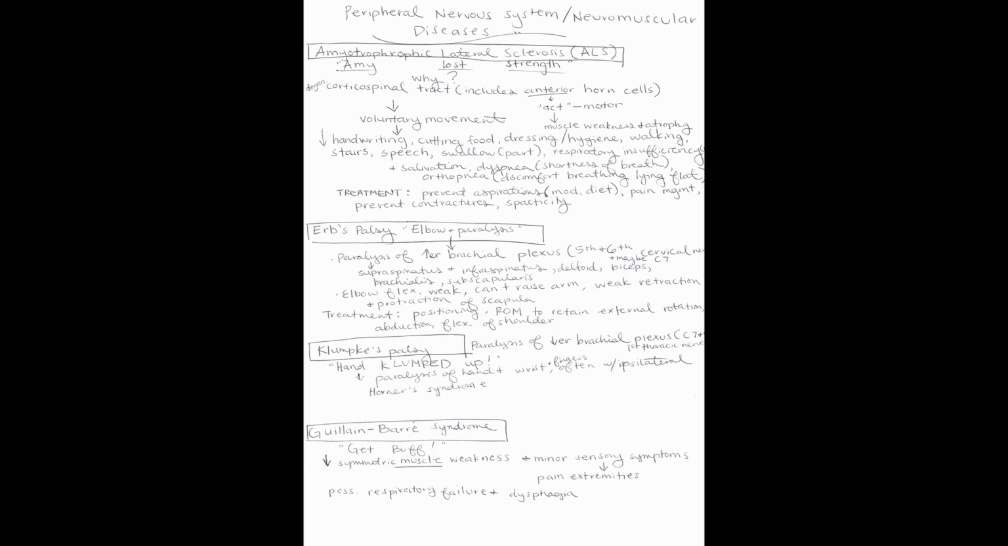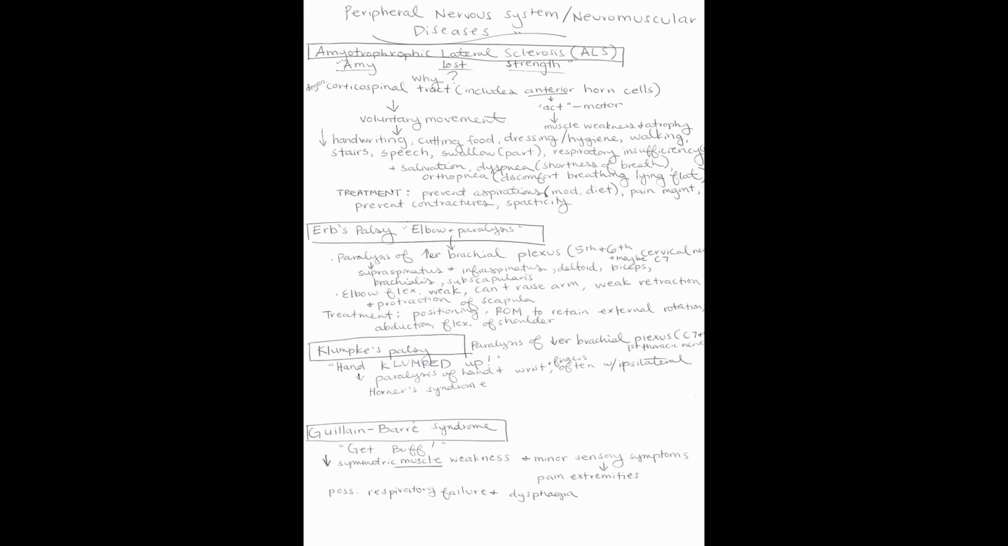And in today's video, we're going to go over ALS, Erb's palsy, Klumpke's palsy, Guillain-Barre syndrome, Myasthenia Gravis, and Post-Polio syndrome. So if you are in occupational therapy, speech therapy, physical therapy, nursing, if you are preparing for your exam, the board licensing exam, this can be a very helpful video for you because we are going to break down these different diseases and give you mnemonics that I've been using for myself to help study. Alright, so let's get started.